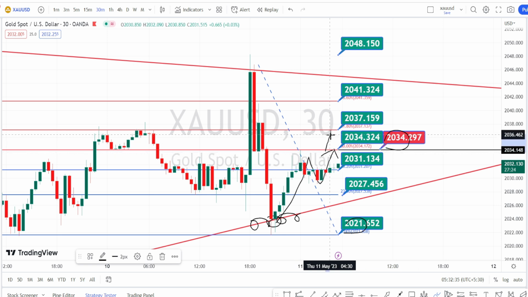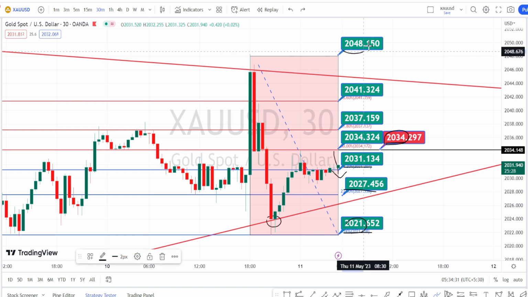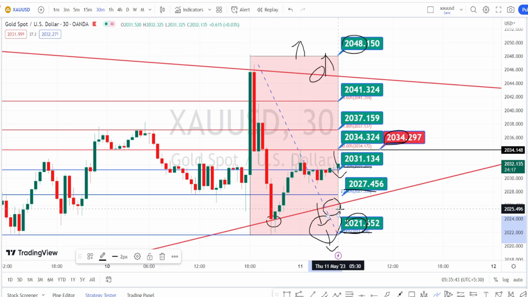Once the price action breaches this resistance level, we can expect a further continuation of the bullish side retracement, and next level of resistance is going to be around 2037, 2041 and 2048. And if the price action fails to break this higher time frame resistance level of 2034, we can expect the bearish side retracement to start, and next level of support is going to be around 2031, 2027 and 2021. So in 30 minutes time frame, once the price action gives a breakout from this consolidation, we can expect the directional momentum to start. That's all the analysis for today.